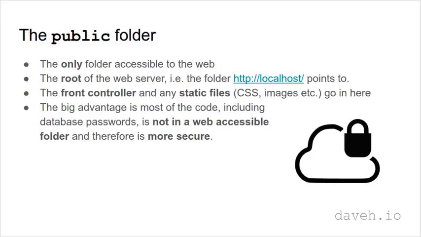So as I mentioned, the public folder is the only publicly accessible folder, the only folder accessible to the web. It's the root of the web server. In other words, the folder that localhost points to. The front controller, which we'll discover in the next video, and any static files like CSS, images, JavaScript, and so on go in here. The big advantage of this is that most of the code of our framework and application, including database passwords, for example, is not in a web accessible folder and is therefore more secure.